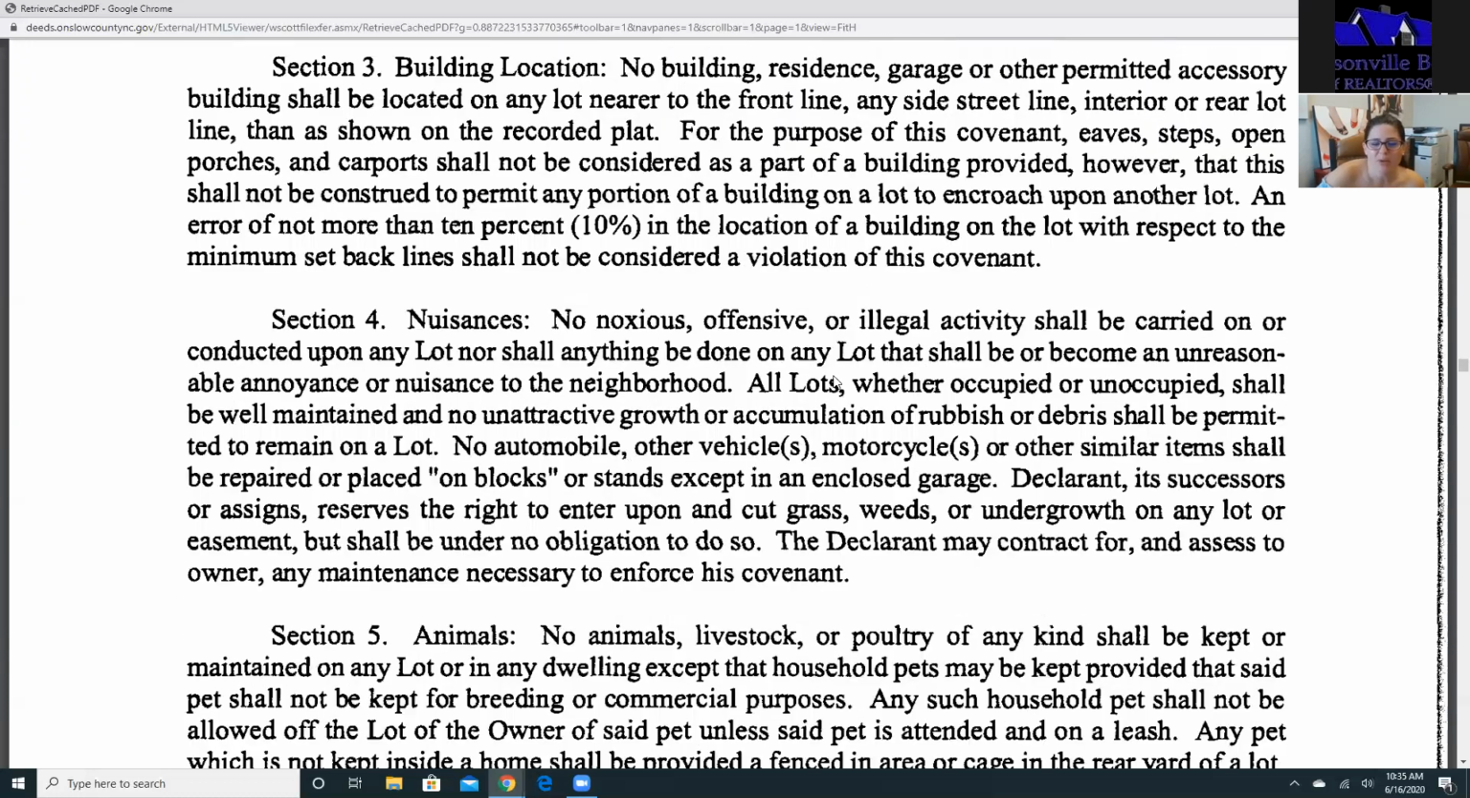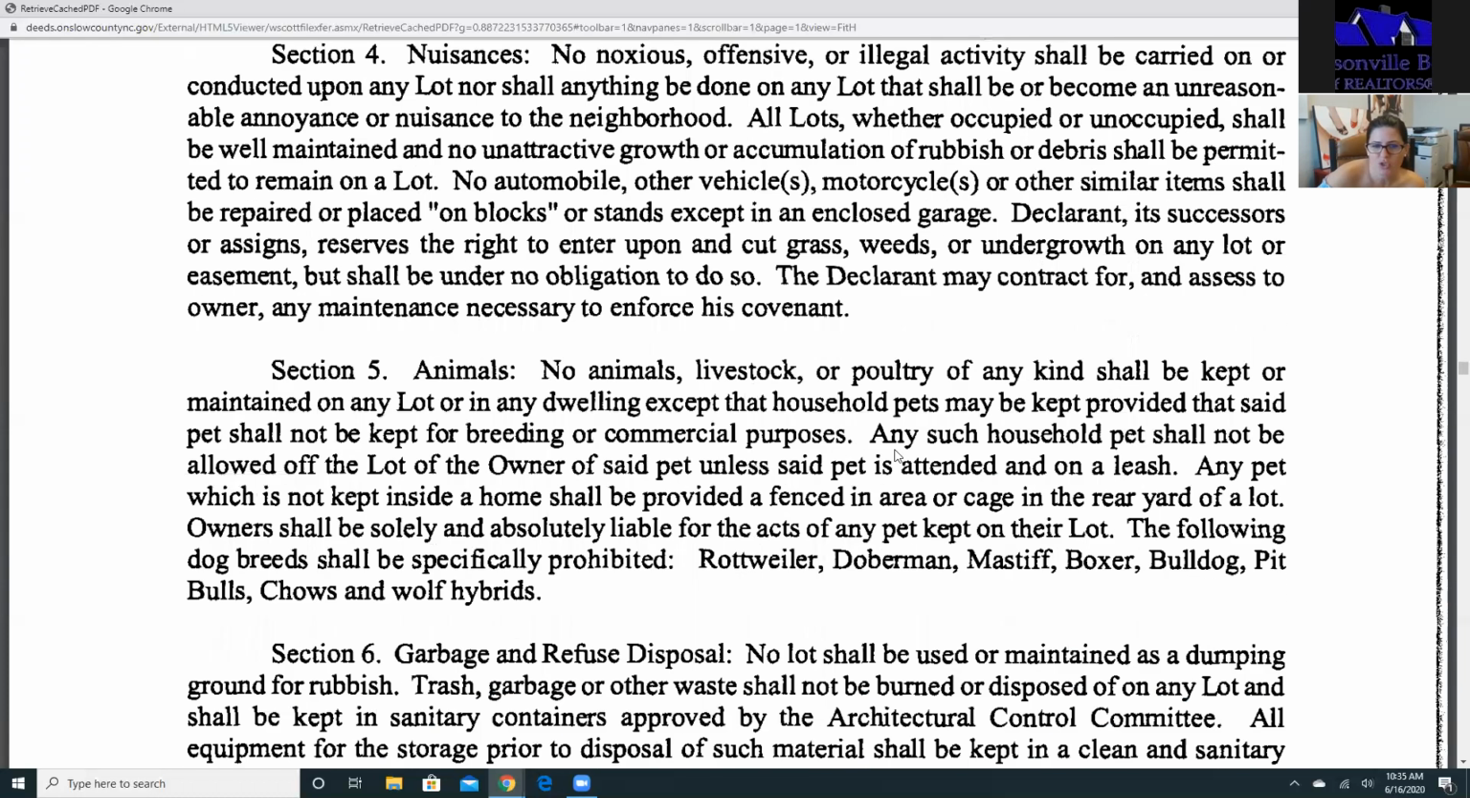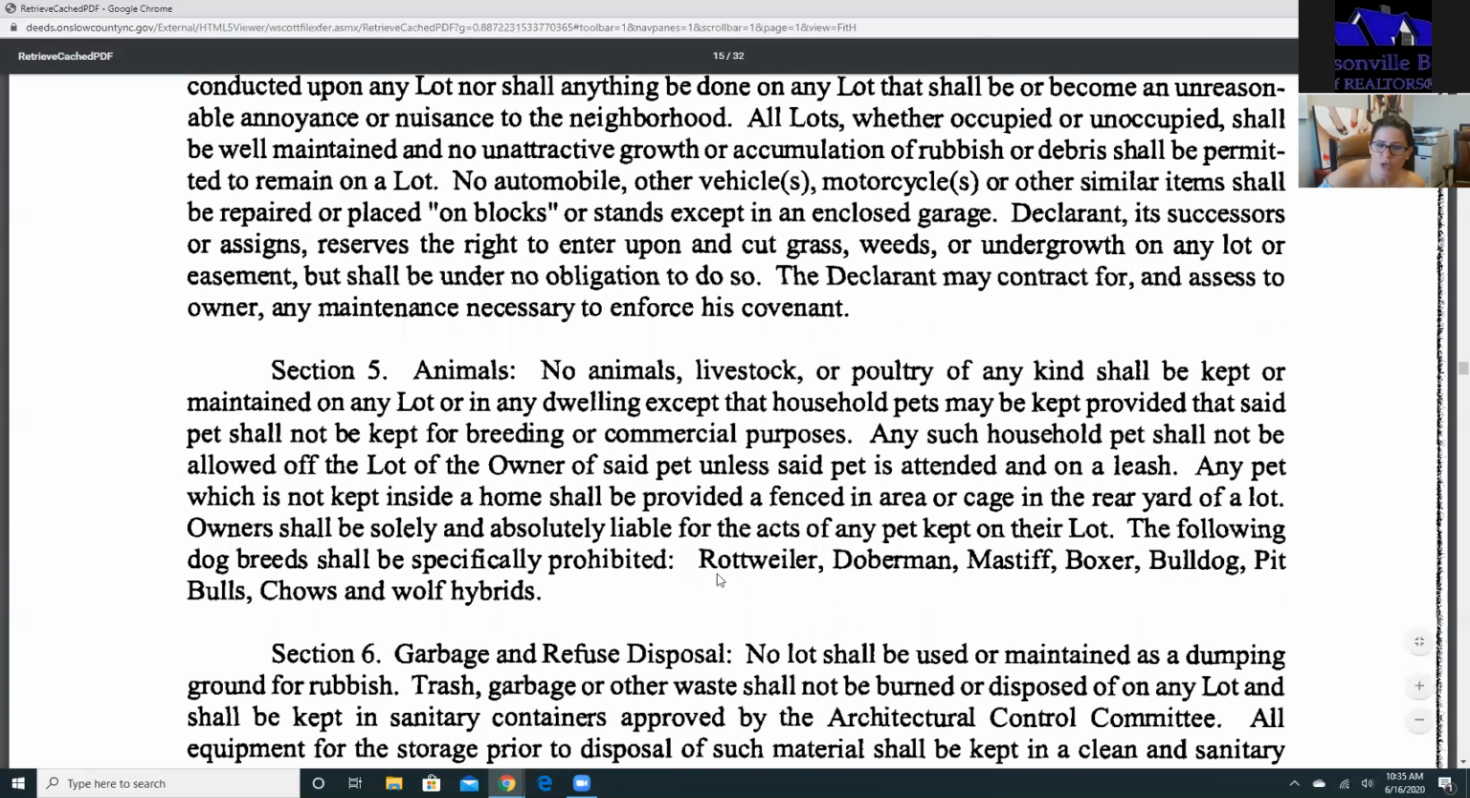The reason why I pulled up these specific ones though are the next section. Animals are important to people. If your people have said the words, I have a Doberman, can this neighborhood have those? That now becomes a material fact, and that's what you're looking for. Because this neighborhood, nope. This neighborhood says that there are specific prohibited breeds.